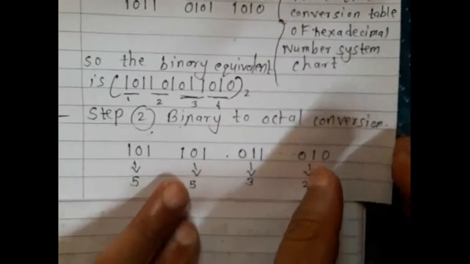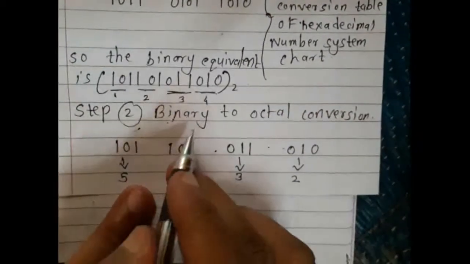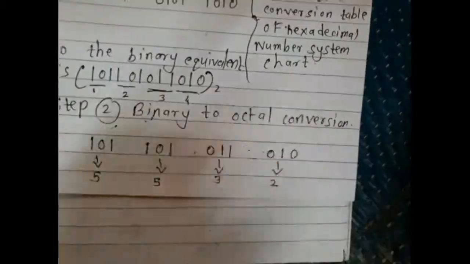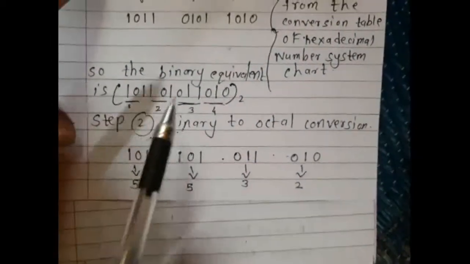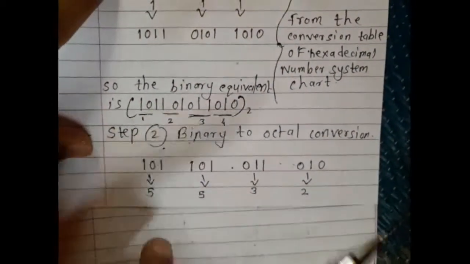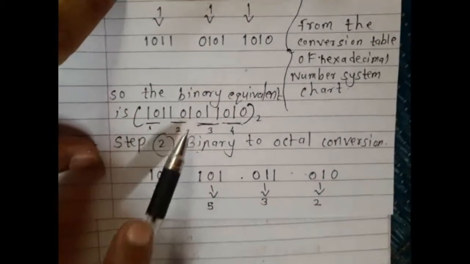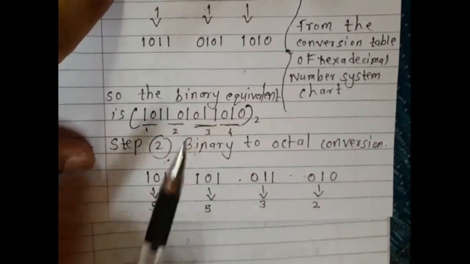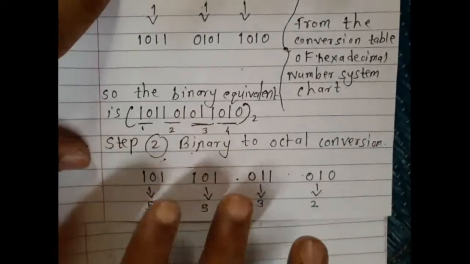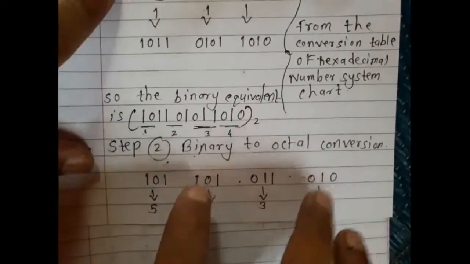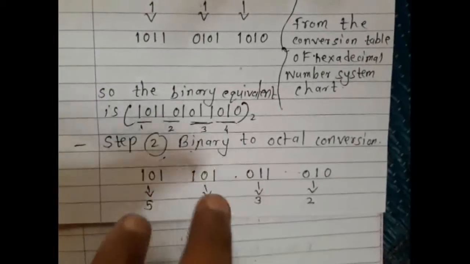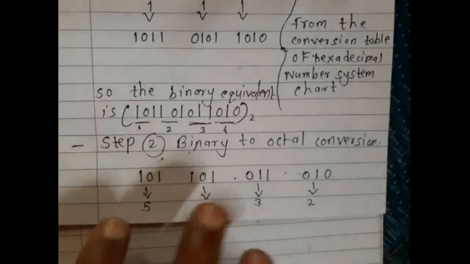Now see here, this is the binary to octal number conversion. What we have done, students, with this binary equivalent, we have taken 3 digits, made groups of 3 digit numbers, and we have searched the values in the octal number system chart.